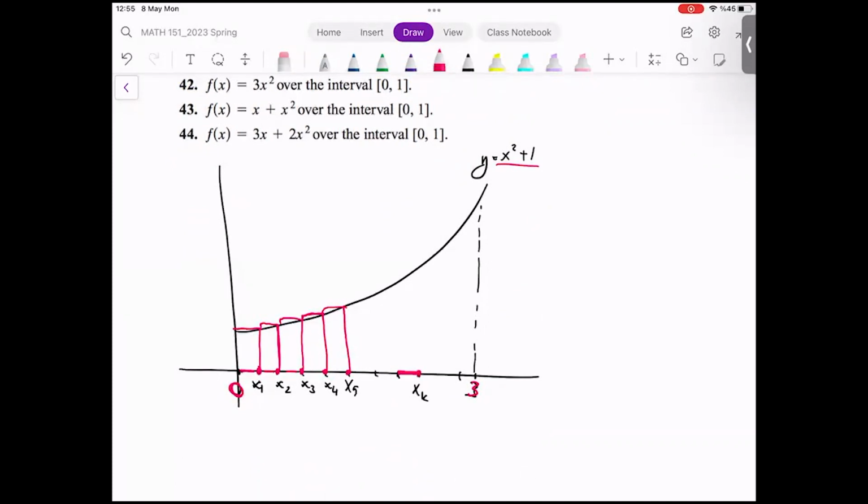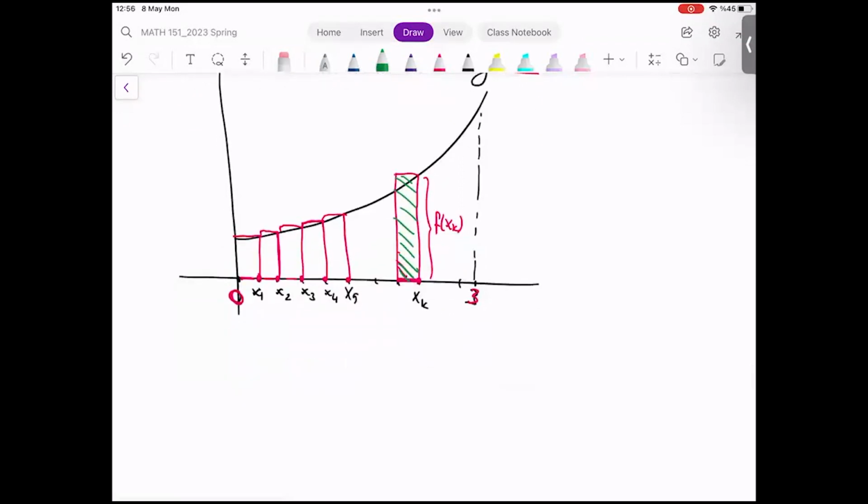And let's do it once more. This is the right-hand point of the kth subinterval. Go up till the curve. This will be the height, okay? f of xk will give you the height of that rectangle. And then you will complete your rectangle like this. You see? This is the area of the kth rectangle. So let's deal with it. Area of the kth rectangle, let's denote it by Ak.